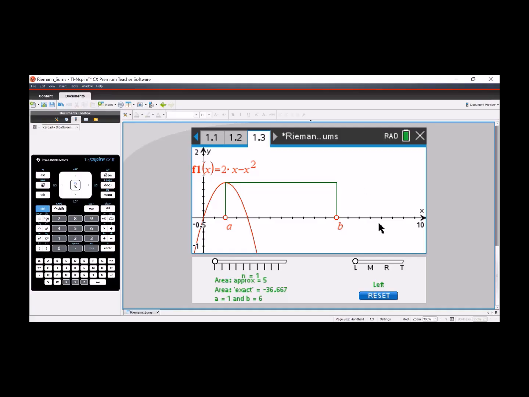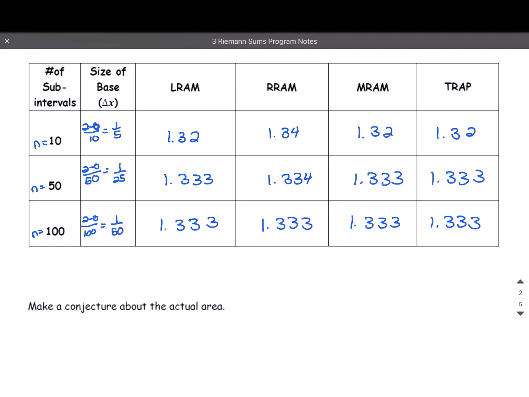Now let's get back to our lesson. So now hopefully you've been able to fill in this table. If not, pause it, complete it. And now I have a question. What do you think the actual area is? Notice how when we got to 100, all of our approximations were 1.333. That's a repeating decimal, which is 4/3 or 1 1/3. You know I prefer the improper fractions now.